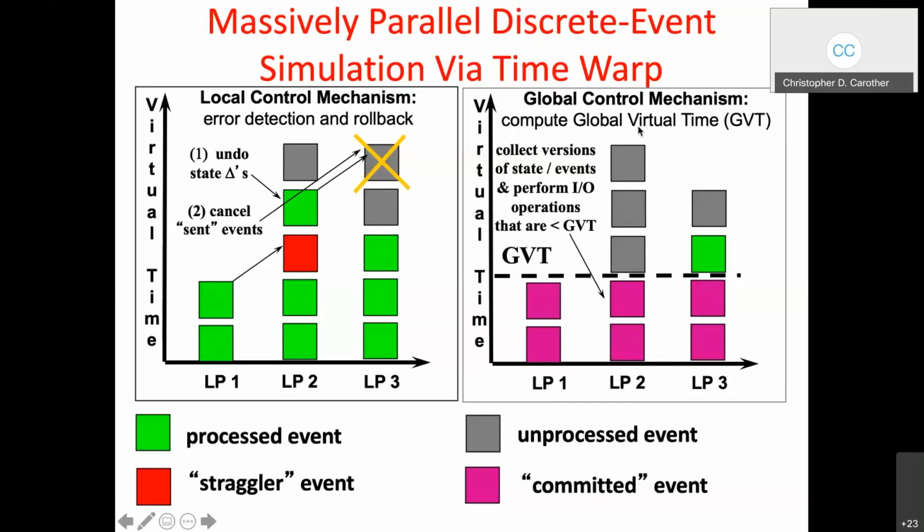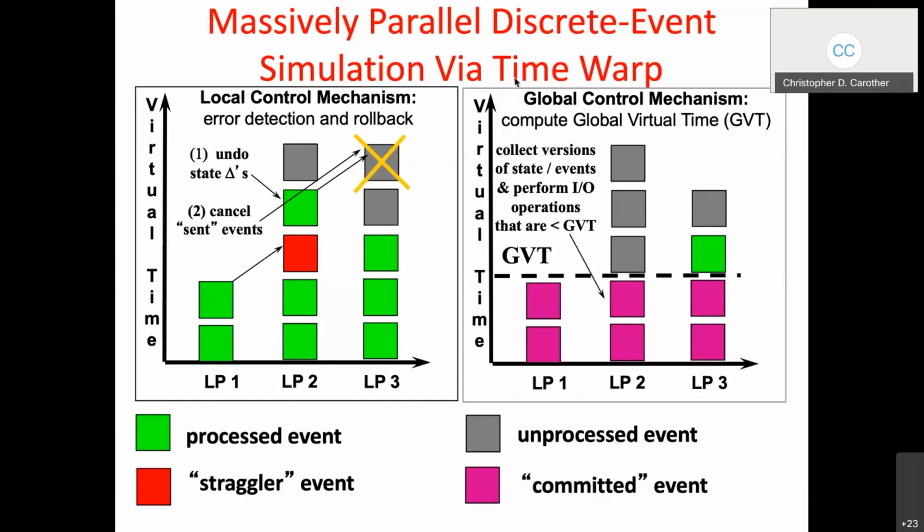It defines what we call global virtual time of the system. You can think about it as the smallest unprocessed or partially processed event in the system. And we know that that's a time beyond which we'll never need to roll back. We know that that is the smallest event in the system, and so there's no reason to roll that back. So we can declare that as the global virtual time.